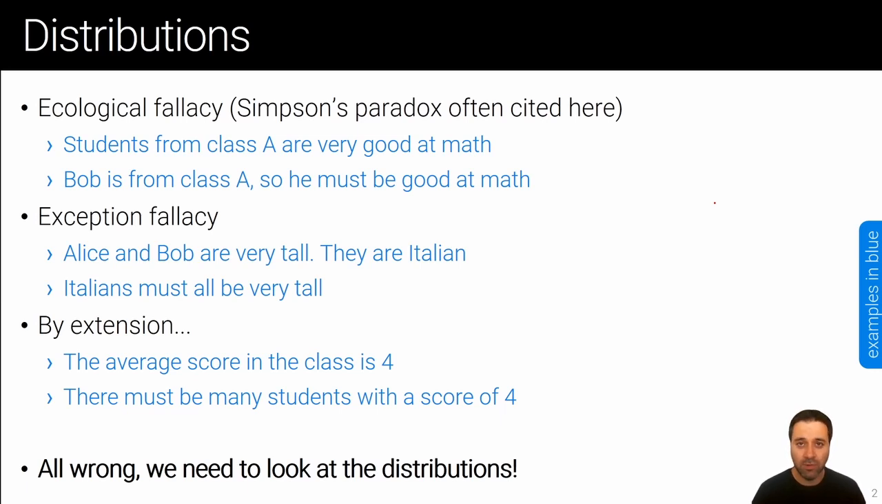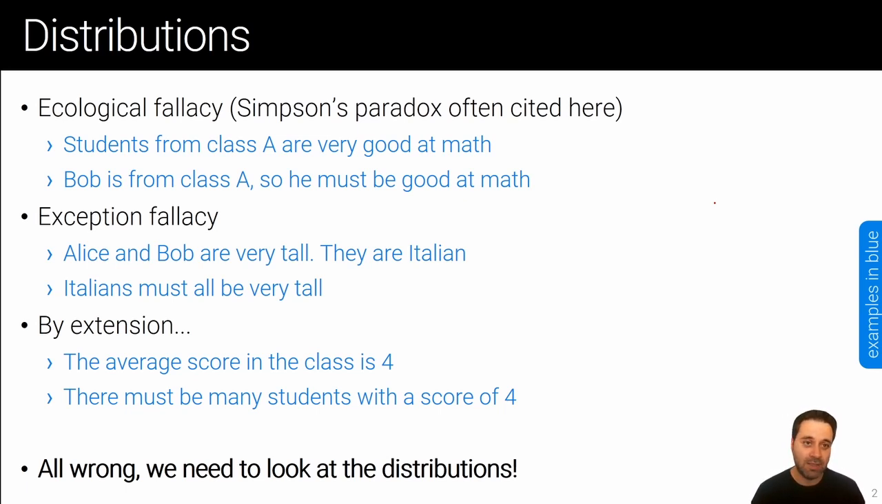So let's start with two fallacies. The first one is the ecological fallacy. And by the way, you might find that people used to talk about Simpson's paradox here. So let's say we are talking about students in a class, class A, and we find that they are very good at math. One might say, well, Bob is from class A, therefore Bob has to be very good at math. Well, not necessarily. The fact that most students are very good at math doesn't mean that all of them are. Any given subject from that group is not necessarily a very good student in math.